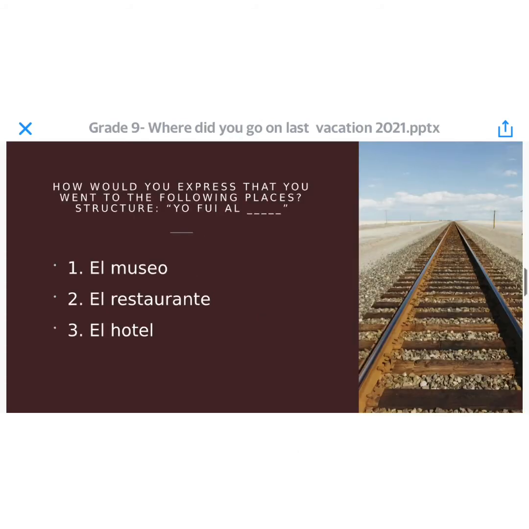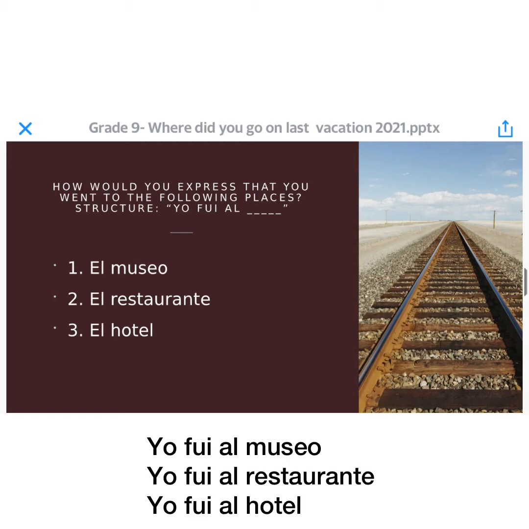Try these three for yourselves. A few moments later. If you wrote yo fui al museo, yo fui al restaurante, and yo fui al hotel, then you are correct.